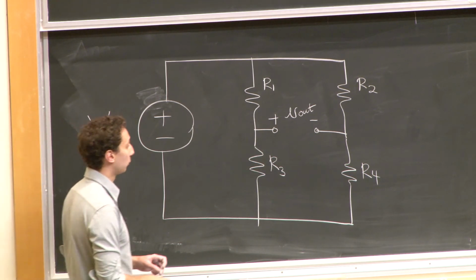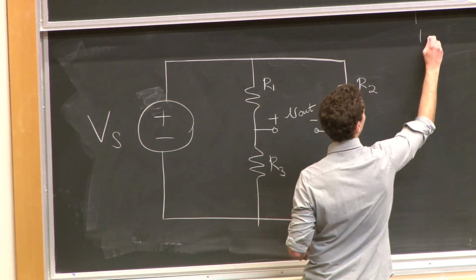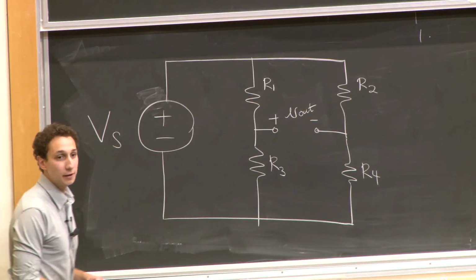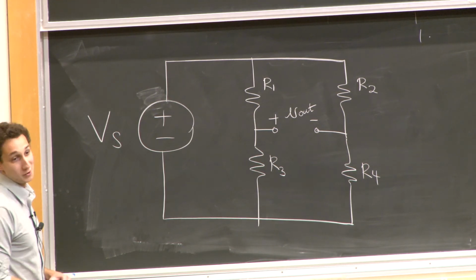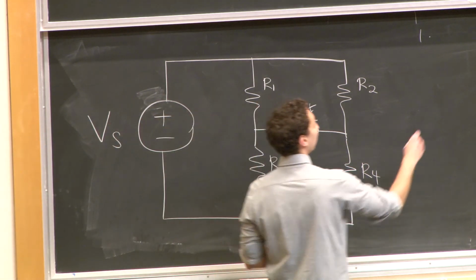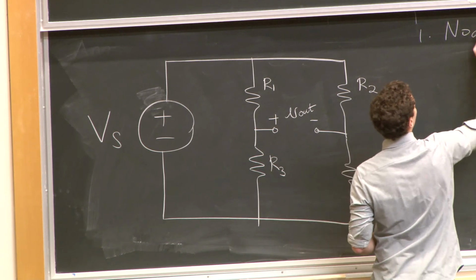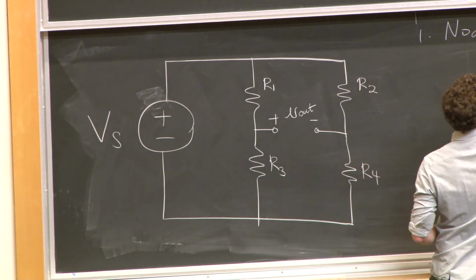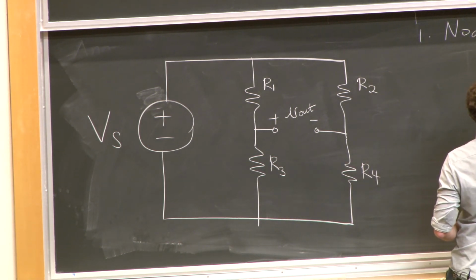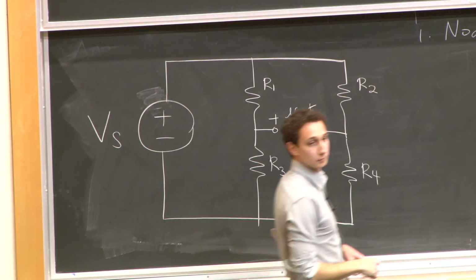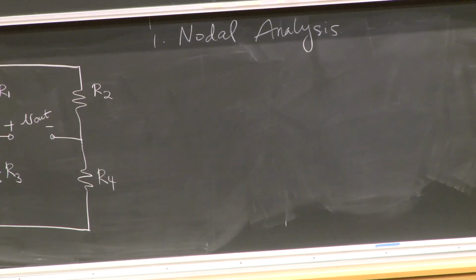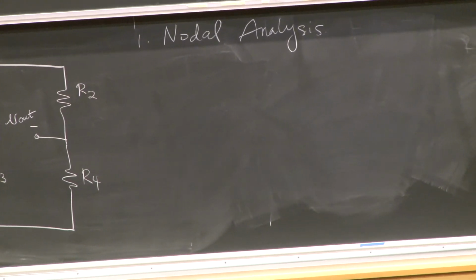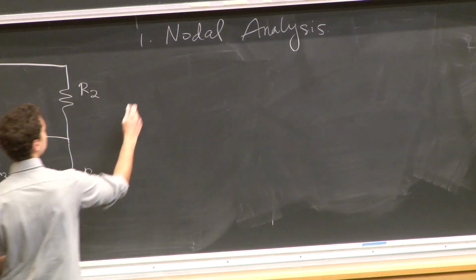So just to summarize, what's one way we can do this? One way to analyze a circuit. Nodal analysis, we certainly could. We could do it with nodal analysis. What else did we learn? Parallel and series combination of resistances.